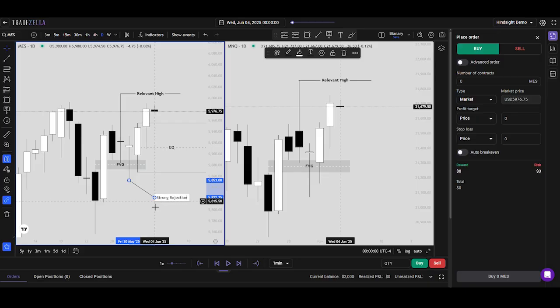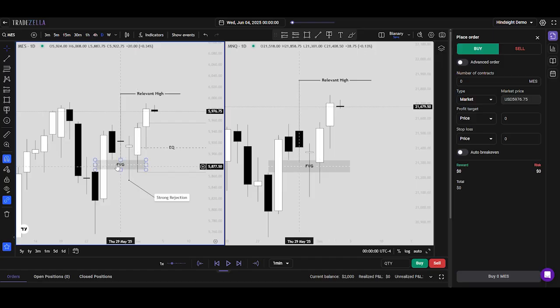So I'm going to type that out. I'm going to say, yeah, this is a strong rejection. Look, we go all the way down, even past the fair value gap, and we close all the way back above it, making a bullish closure. Then we go back down and we close out again.